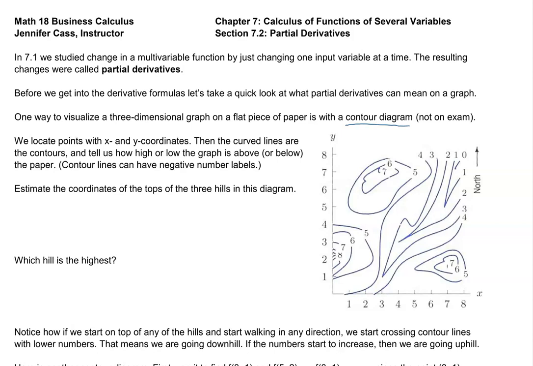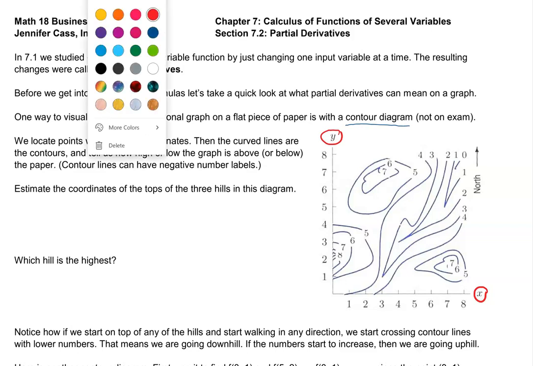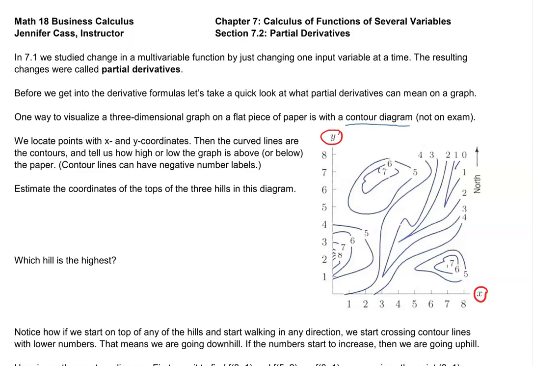So here to the right, we've got a contour diagram. The horizontal axis is our x-axis. The vertical axis is our y-axis. And we're going to estimate the coordinates of the tops of the three hills in the diagram. And how do I know there are hills? If I look at the contours, I can see they get higher and higher as they reach a center point. So in the top left, I've got 5 and then 6 and then 7 for my contours.